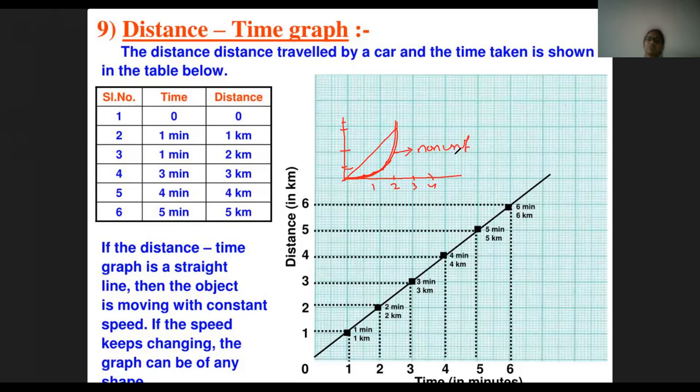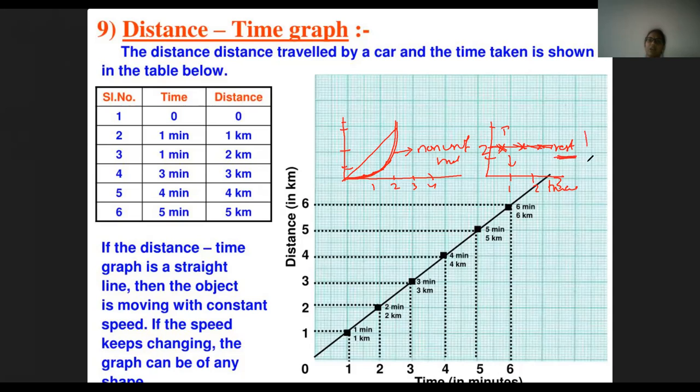Non-uniform motion. Suppose a graph is parallel to the x-axis, the time axis, in 1 minute, second minute, third minute. You can see in all the minutes, the body is at only 2 kilometers. It is not at all moving. It is not increasing distance, not decreasing distance. It will be at rest. If the graph or a line is parallel to the x-axis, then we can call that a body at rest position.